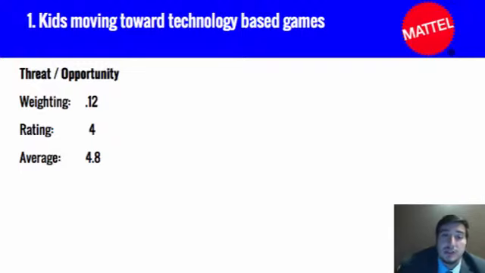One, kids are moving towards technology-based games. We saw this as a threat and an opportunity because we are a traditional toy maker, but also this is the move of the future, to use online. So we weighted that as a 0.12 and then rated it a 4 and that averaged out to 4.8. We really do think that this is going to be one of the strongest draws for Mattel when they really get their technology up and going.